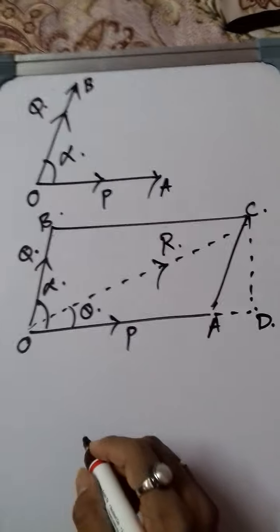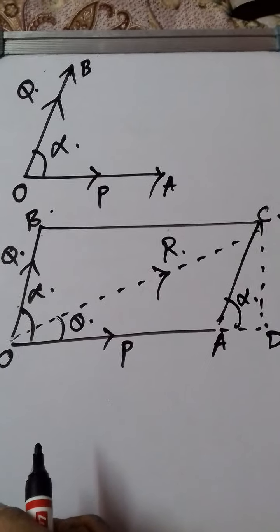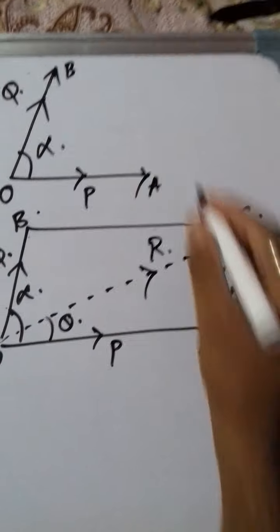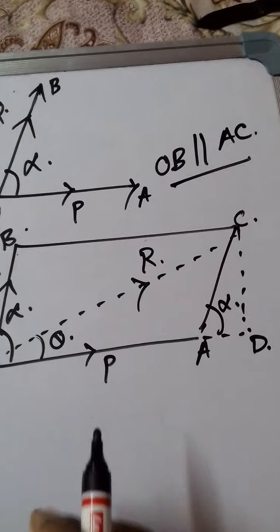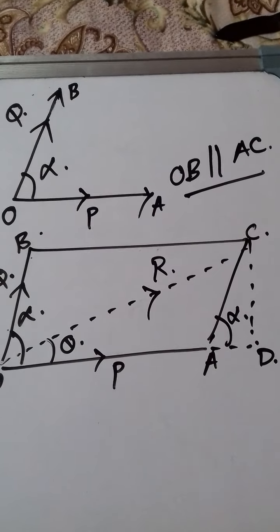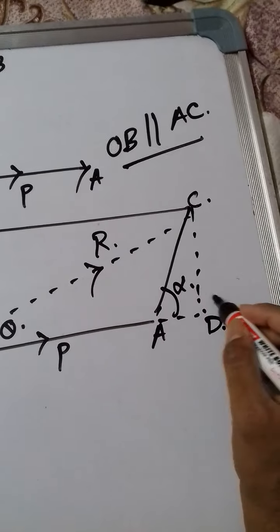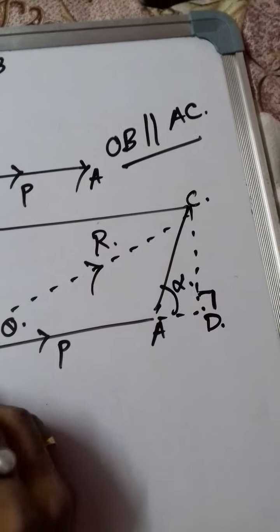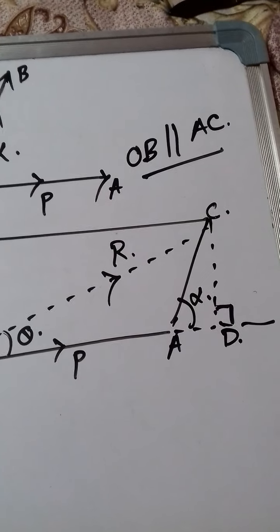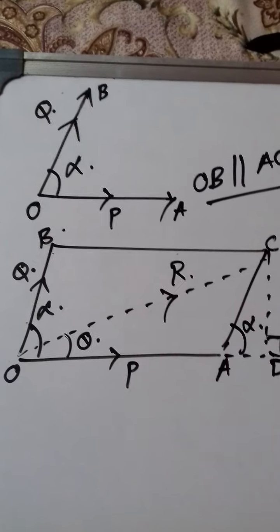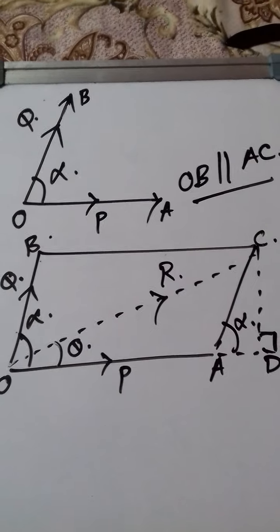Okay, now from the theory of parallel lines we know that this angle alpha should be equal to this angle, corresponding angle, because OB is parallel to AC. OB is parallel to AC, so the angle will be the equal corresponding angle. Okay, so what we have done, from C we have drawn a perpendicular CD over this OA which is produced up to D. Okay, now let us find out how to find out the resultant. Please draw this diagram in your notebook, then we can find out the resultant.